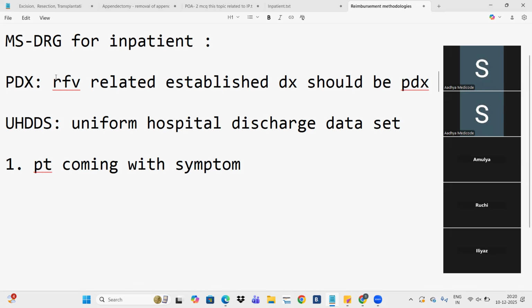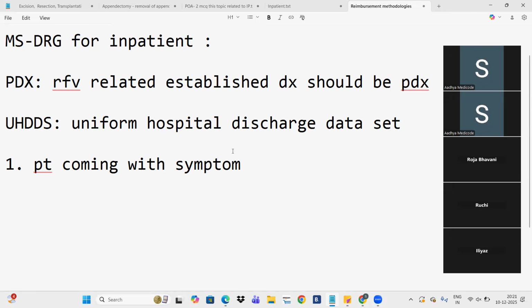What is the patient coming for, the reason? That reason related established diagnosis should be PDX. That is the principal diagnosis definition. The reason for the visit or admission, the related established diagnosis, should be PDX. Suppose the reason for the visit is also directly a diagnosis, then that diagnosis should be PDX. Definition clear?